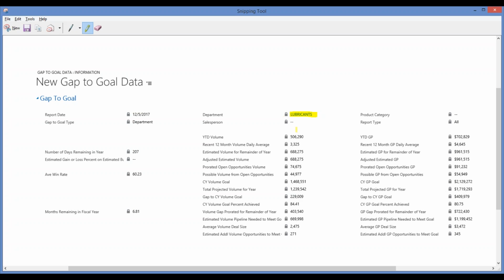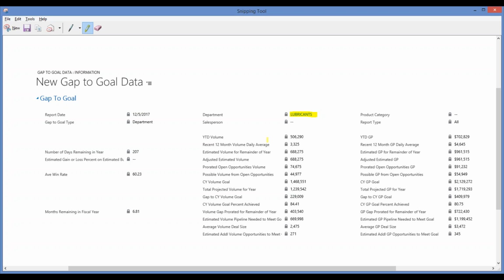Another brief explanation: these numbers right here in the center are all analyzing your volume. The numbers over here on the right are all analyzing your gross profit. The calculations are exactly the same, they just use different numbers. So just to make it simple, I'll stick right here in the middle and we'll talk about volume. Let's go through these calculations as quickly as I can.